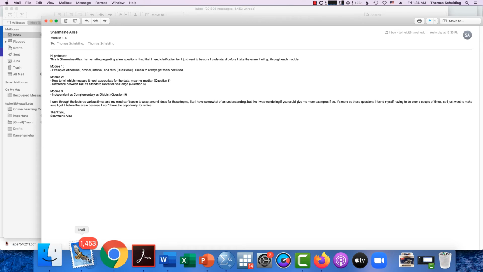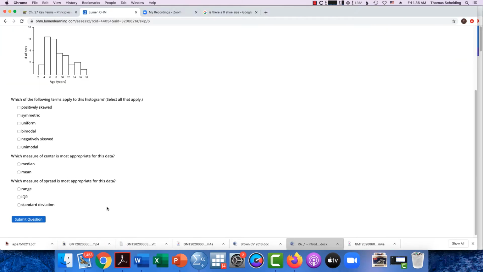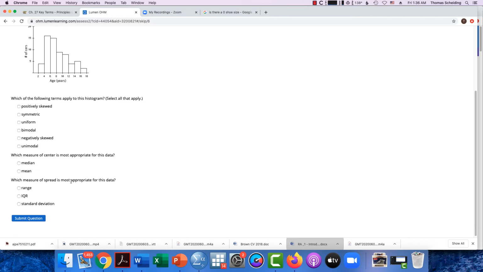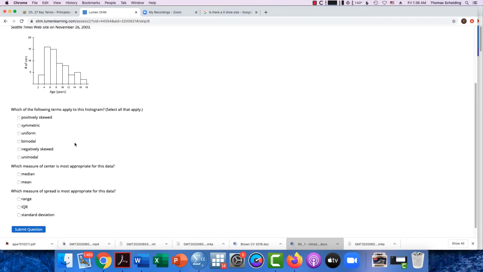I think so, yeah. How to tell which measure is most appropriate. Okay. So you're asking about these two parts to this. Now, what's noticeable about this is that there's a skewness to this, meaning the frequency is higher on the left-hand side than the right-hand side.